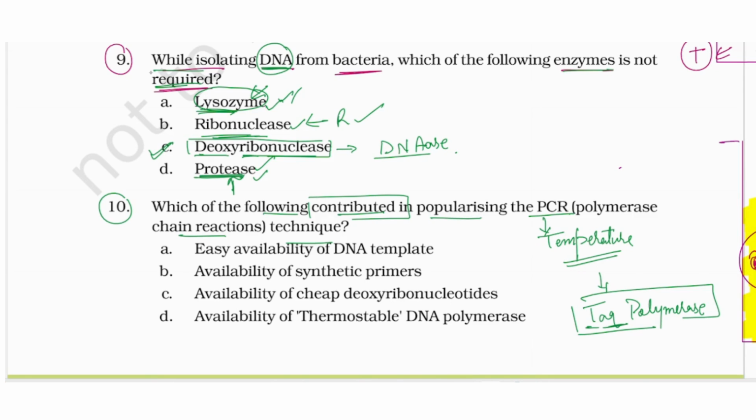Even at 40 degrees Celsius the enzyme will degrade, but the Taq polymerase can survive. So it all contributes to the PCR technique, the thermostability of the DNA polymerase. Which DNA polymerase? Actually we are calling the DNA polymerase the Taq polymerase based upon its function.